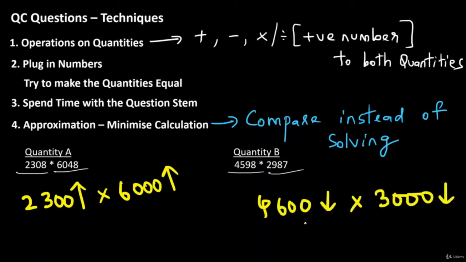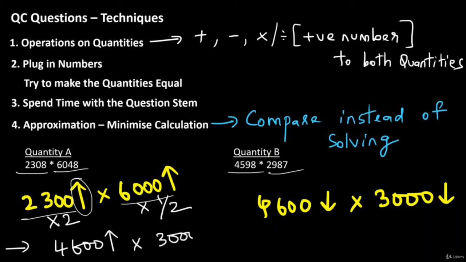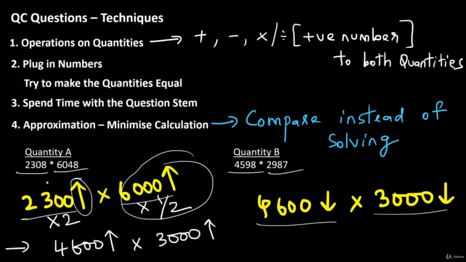Now we are just comparing these two, right? Now I can multiply this part over here with 2 and divide this part with 1 by 2, right? It does not change the answer because 2 into 1 by 2 is 1. Now 2300 becomes 4600. Now because this is a little bit greater than 2300, this becomes greater than 4600, and similarly this part becomes greater than 3000. So quantity A is a number greater than 4600 into a number greater than 3000, and quantity B is a number less than 4600 multiplied with a number less than 3000. Now definitely quantity A has to be greater because these two are greater, right? Therefore the correct answer to this question is option A.